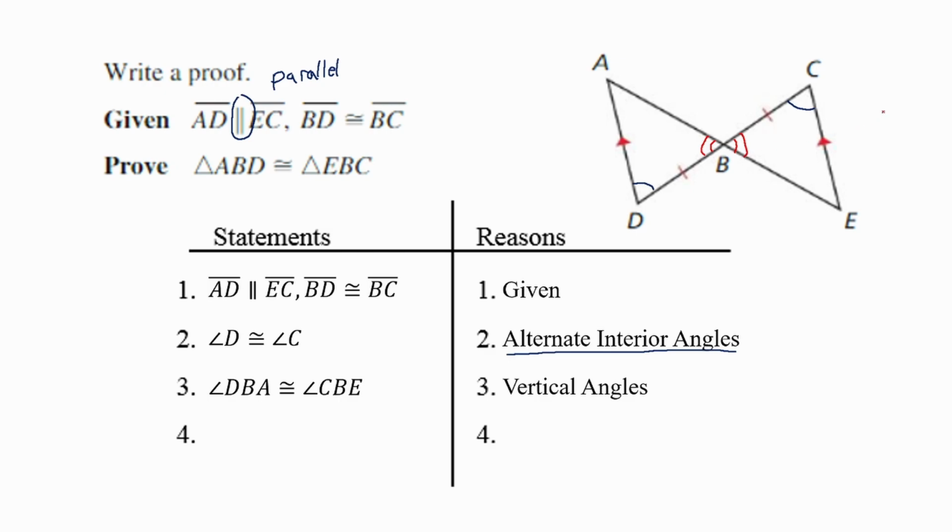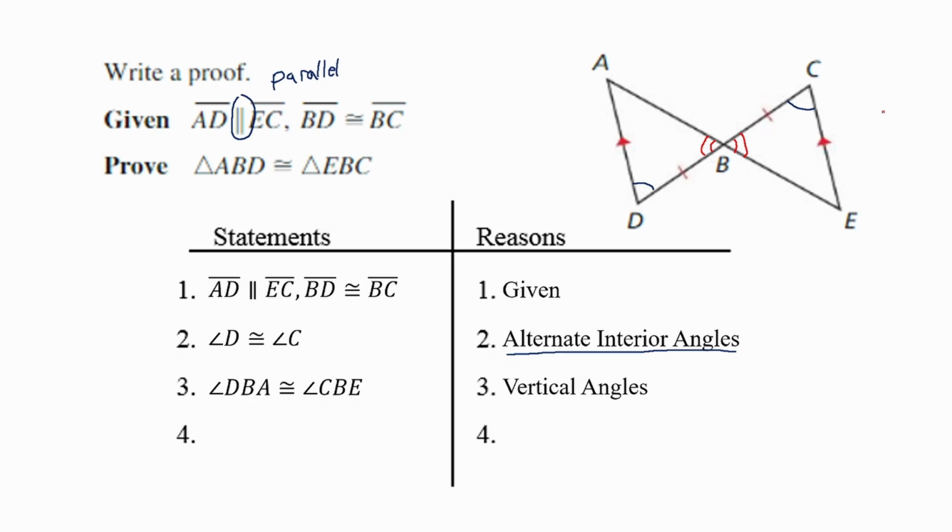And again, I can't just say angle B is congruent to angle B because there are 4 angles at that intersection of those two segments. So we have to be more specific. So DBA and CBE would be how I would describe those. You could also say ABD and EBC, as long as both of those two angle statements are describing the angles that you want, which are the two that are marked in red.